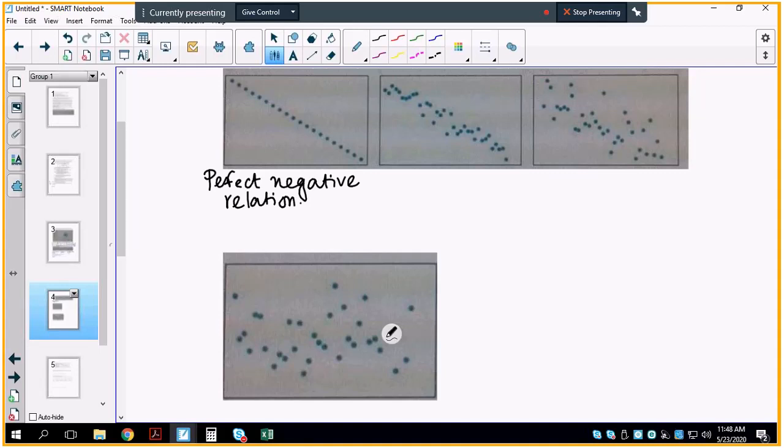The second one is a pretty tight form of falling stream of points. So it's a strong negative relationship. So I will say strong negative relation. And the final one, it's still falling down. It's a stream of points that has the tendency of falling down. With the increment of x's, the y values are decreasing. But this is not as strong. So we are going to use the word somewhat negative relation.